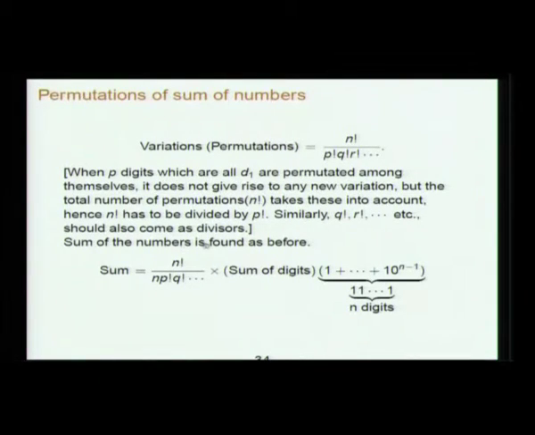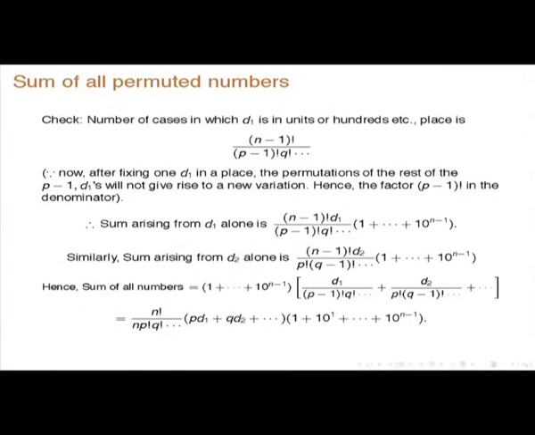The sum of the numbers is found as before: factorial n by n into factorial p, etc., into the sum of the digits into 111. So that is permutations with like objects. Then the sum of all permuted numbers, you can again check.